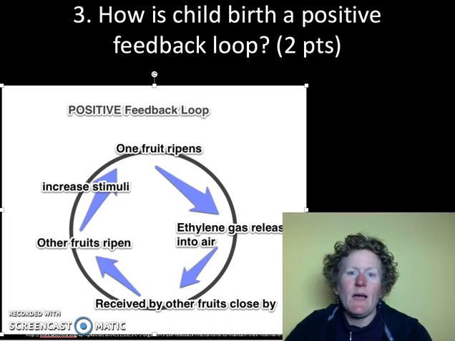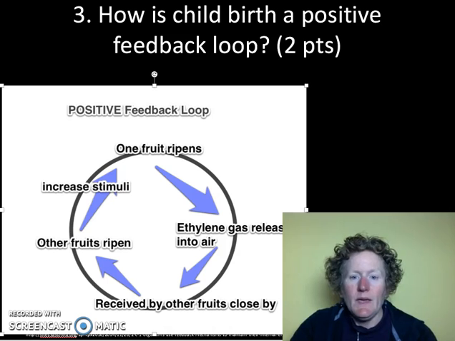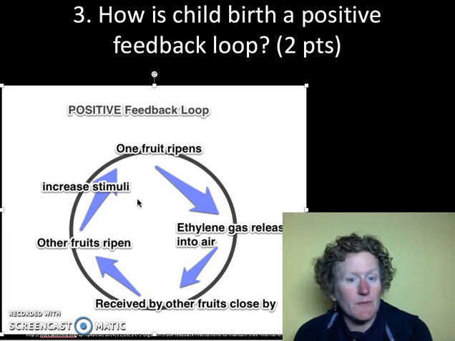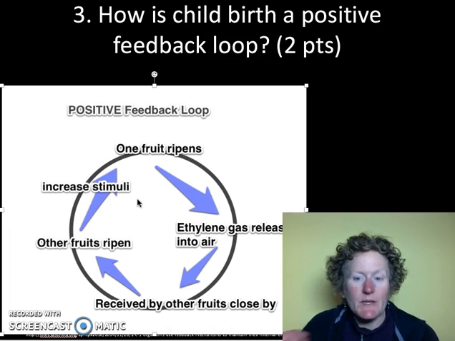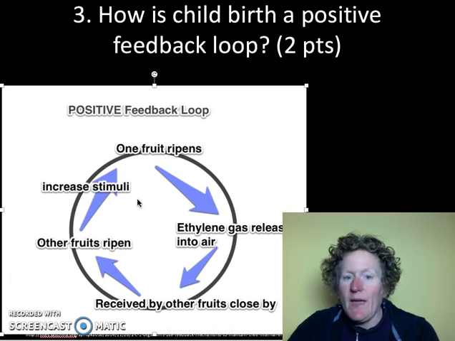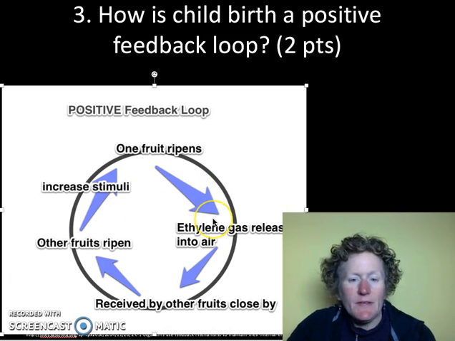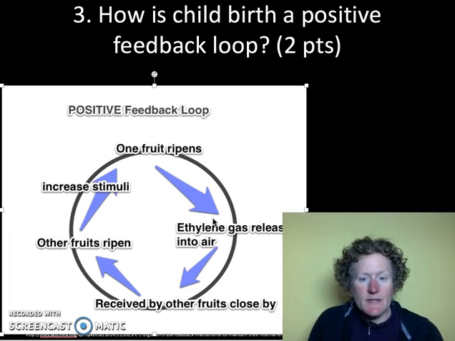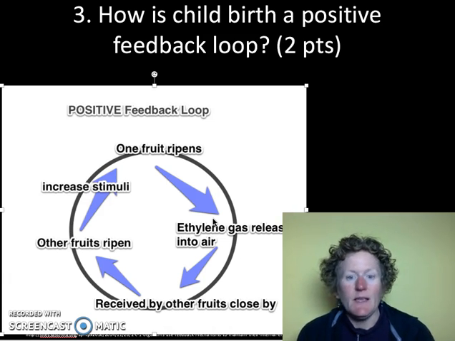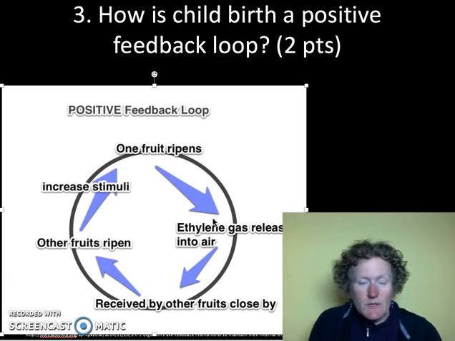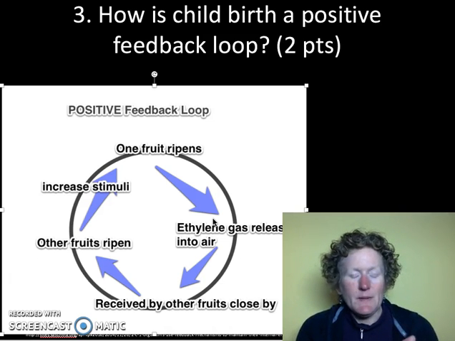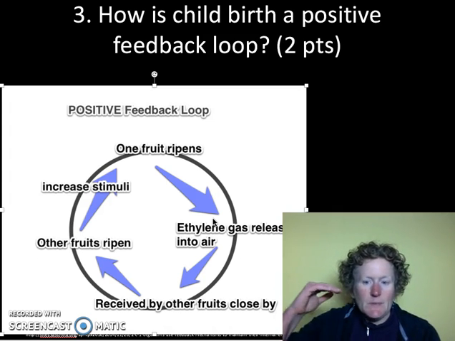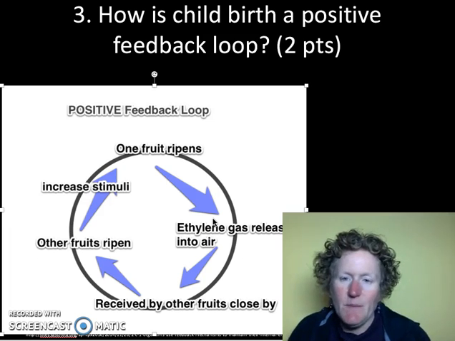In the video, it talked about how childbirth is a positive feedback loop. And this diagram here obviously is not childbirth. It's a different positive feedback loop, but it's a good way to illustrate how amplification works. Ethylene gas is produced by, say, one apple on a tree. That signals another apple to produce ethylene gas. Now there's more ethylene gas being produced, which signals more apples to be ripening, and those ripening apples produce even more ethylene gas. So the response keeps going up and up and up, and that's a positive feedback system.